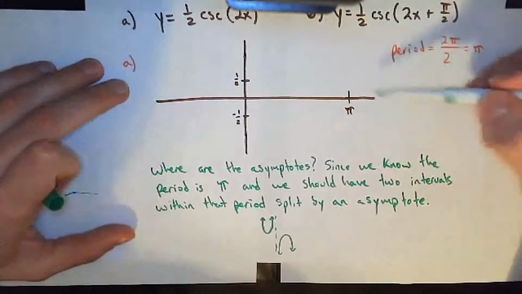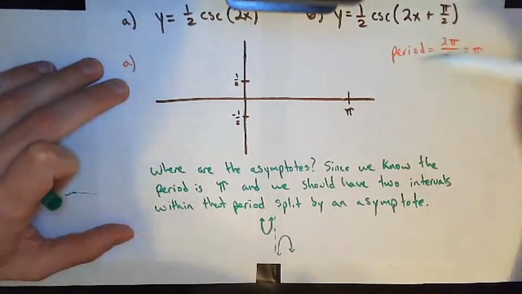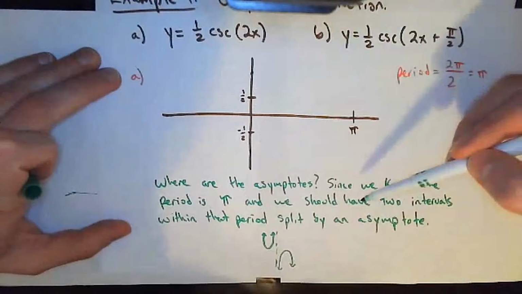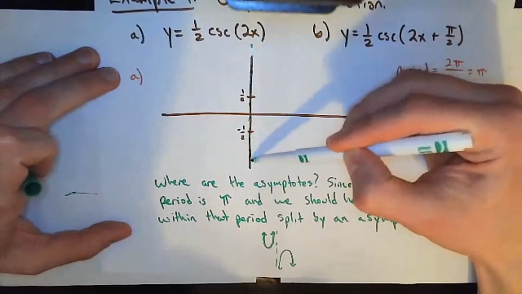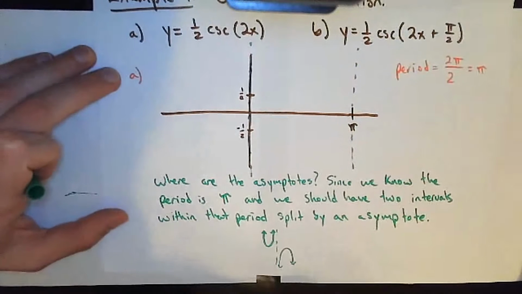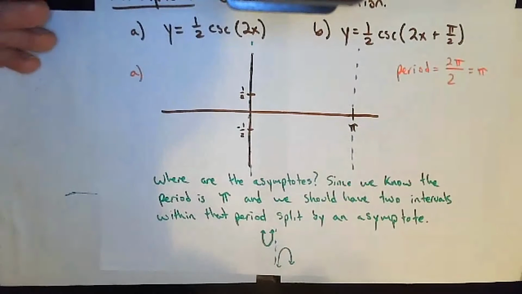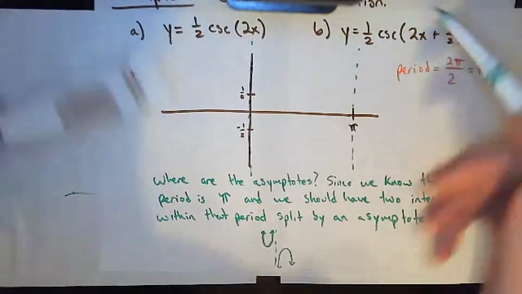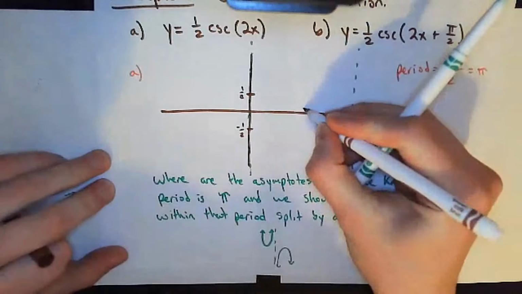So if it's length pi, then where is that central asymptote? First of all, the two outer asymptotes have to be at the edges of that interval. So they have to be at 0 and pi. Okay. But where's that central one going to be? It's going to be kind of easy to find. It should be right down the middle, right at pi on 2. You just take that period and split it right down the middle.